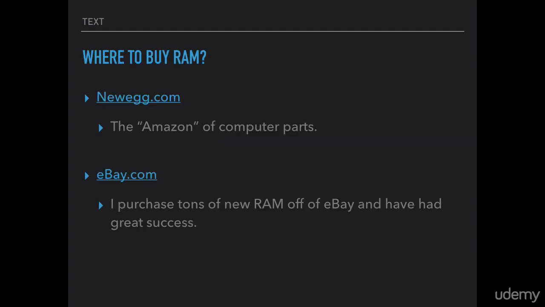Some of you might be wondering, where can I even buy RAM? And I'm excited to tell you about Newegg.com. Newegg is like the Amazon of computer parts. They usually have great prices, and that's where I bought a few computer parts when I needed them. Another great option that not a lot of people think about is eBay. I've purchased tons of new RAM off of eBay, and I've had great success. I restored my dad's computer from one that barely functioned and froze up a lot to one that worked flawlessly and smoothly by upgrading his RAM.